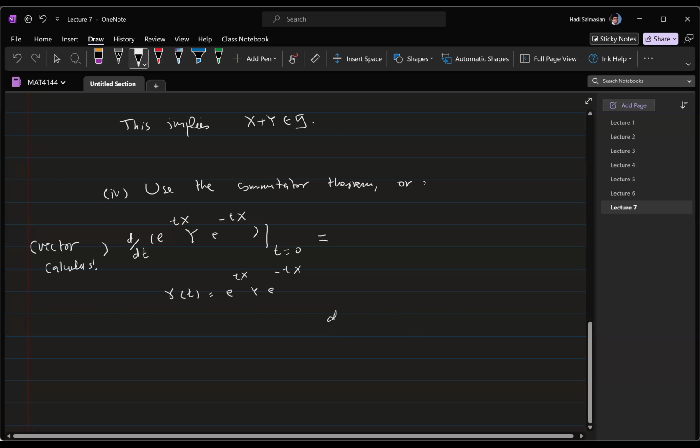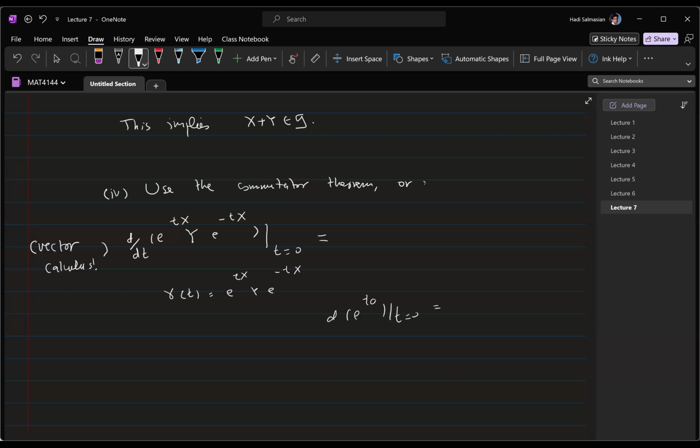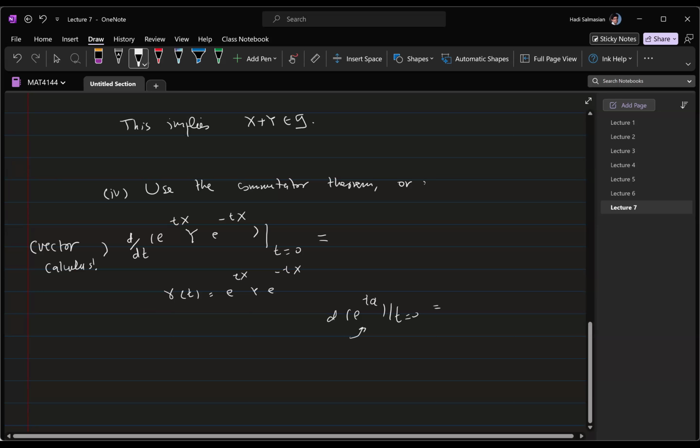All right, so I should differentiate e to the tx at 0. What is the derivative of e to the ta at t equal to 0 for a number? Now you use the chain rule. It's a times e to the ta. You evaluate at t equal to 0, the e to the ta goes away, so you just get a, right? e to the 0 is 1.